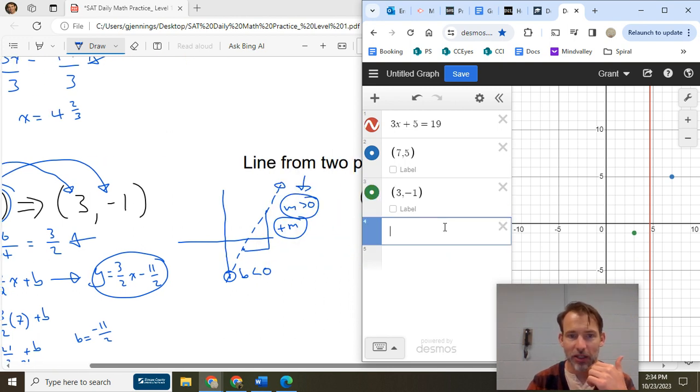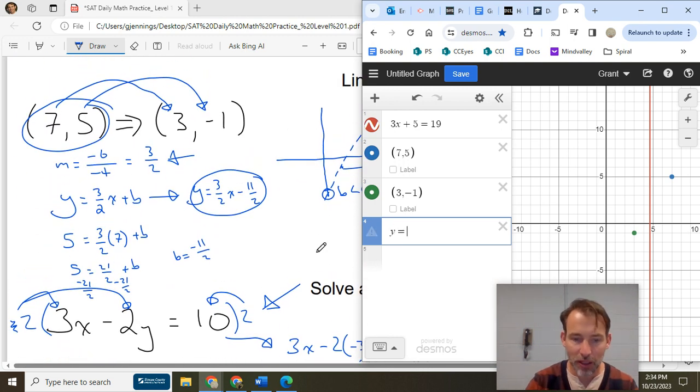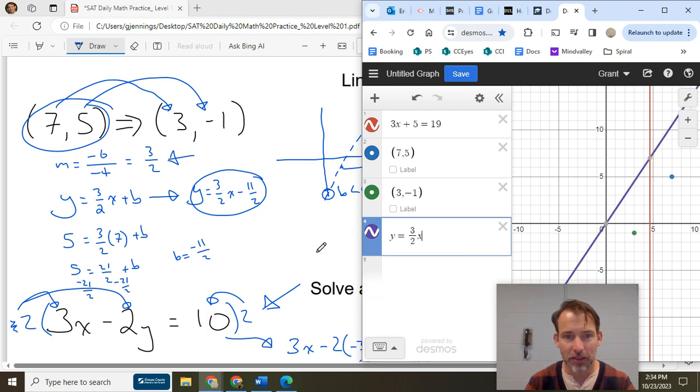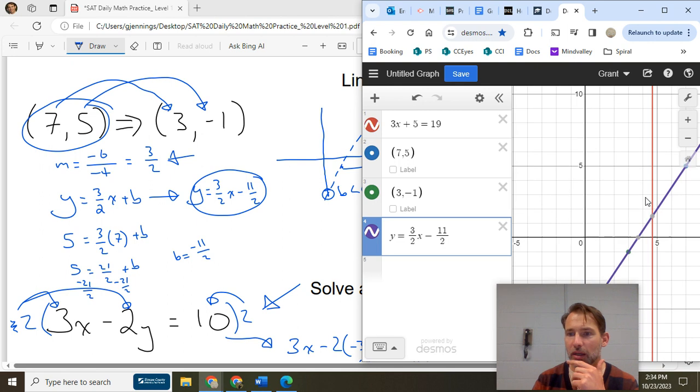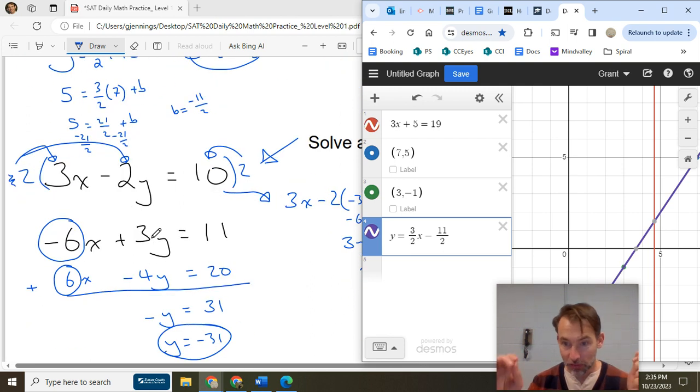And then I go ahead and just graph the line that I found, which was y equals 3 over 2 x minus 11 over 2. Bink! When it bullseyes those points, you are very happy. You know that you are correct. It's fun. It gives you that feeling of ding. Okay, I got it. I know that it was correct.